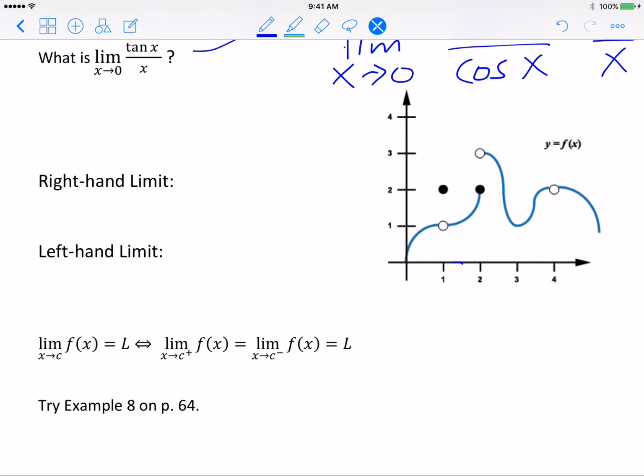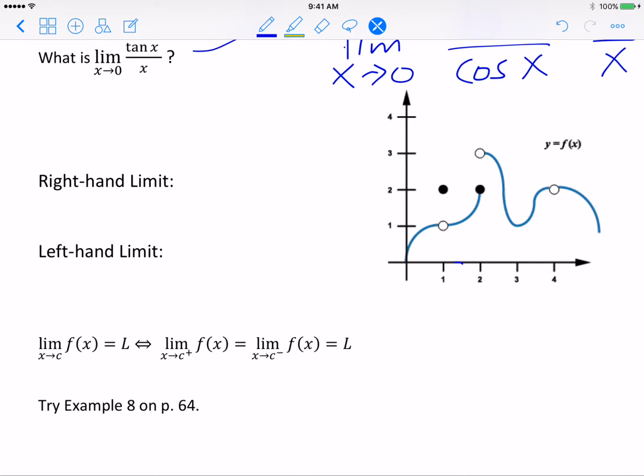The left-hand limit from the left side happens to be 1 as well. So your left-hand limit is 1 and your right-hand limit is 1. Even though your f of 1 is defined to be 2, that's not the limit. The limit has to do with the trend. It has to do with the pattern. It has to do with the behavior of the function or the graph. So how do we write a proper notation for this?